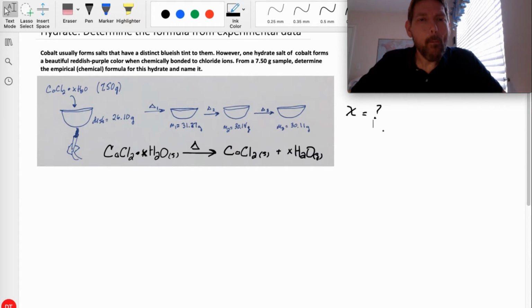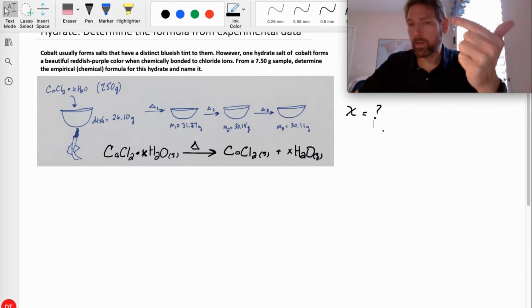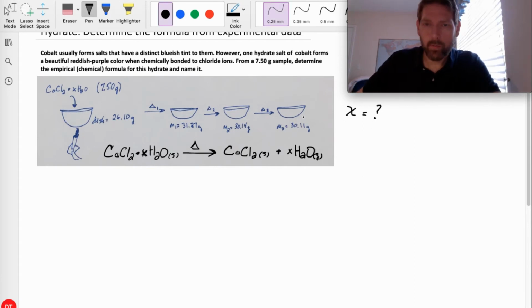So we've got 30.11 grams. That's the mass after the third heating. But if you think about it, it's the mass of the dish and whatever substance is in there, right? So right here, this represents the dish plus the anhydrous salt, right? And typically we just say the salt.